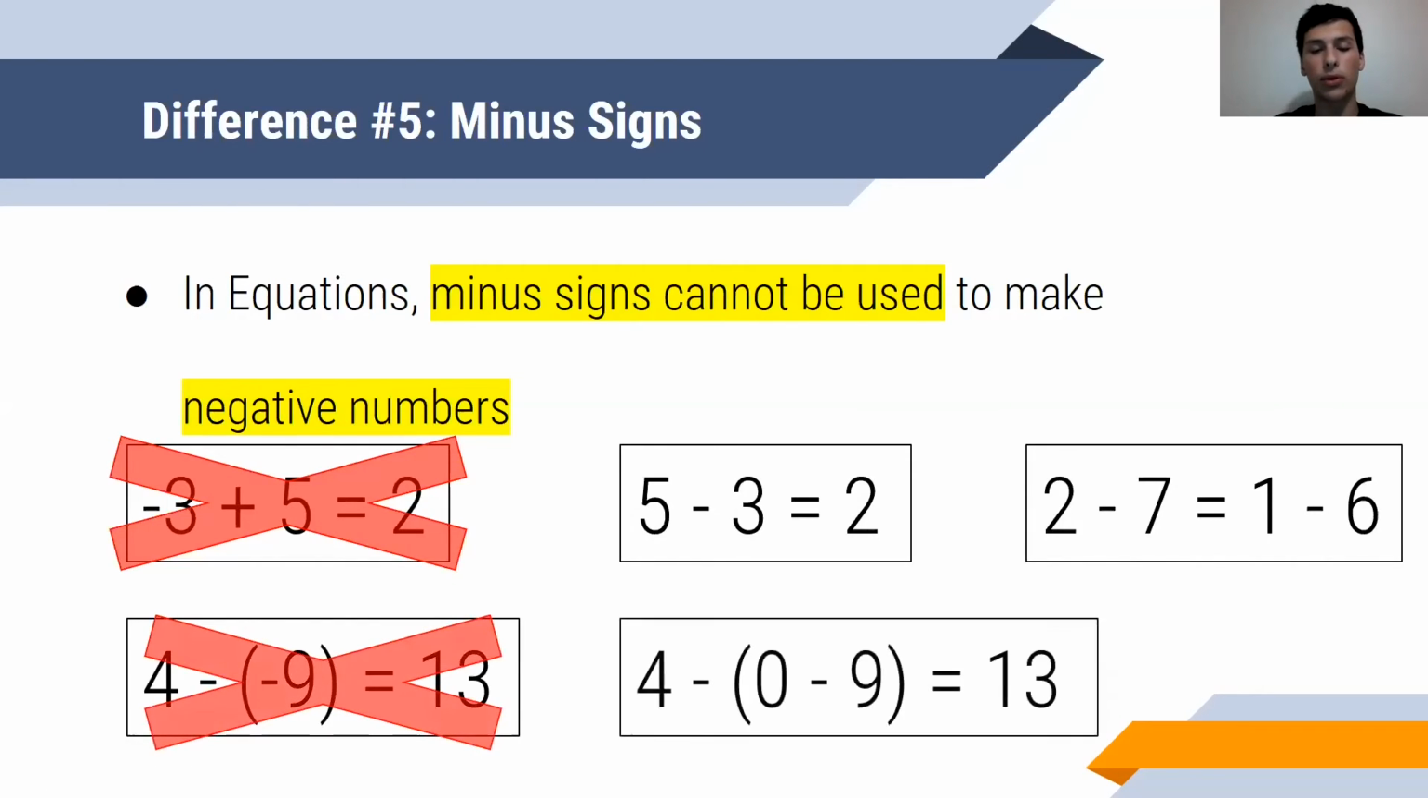But here, we're doing 4 minus 0 minus 9. We're subtracting 9 from 0. This isn't -9. So this is different. 0 minus 9 is -9. And then 4 minus -9, double negatives makes a positive. So it's 4 plus 9, and that's 13. So you can use subtractions very tactfully to get an answer that's negative, but you cannot make a number negative in itself.